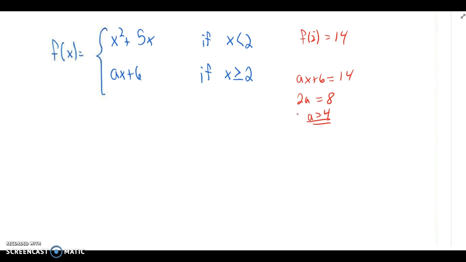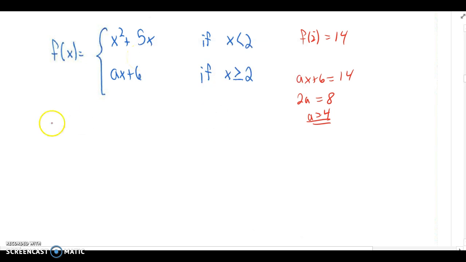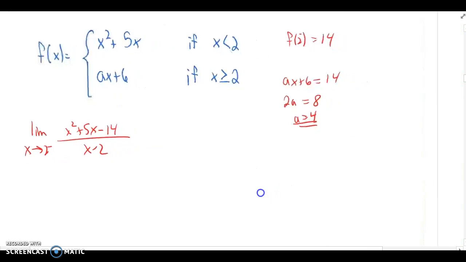On the other side of this, maybe it's differentiable, maybe it's not. What we need to do now is find the limit, or the derivative, from both sides using our definition of the limit. So the limit as x approaches 2 from the left of x squared plus 5x minus, we're going to plug 2 in, that's going to be minus 14, and it's all over x minus 2. This is our alternate form of the derivative, and if we evaluate this, we get a limit of 9.